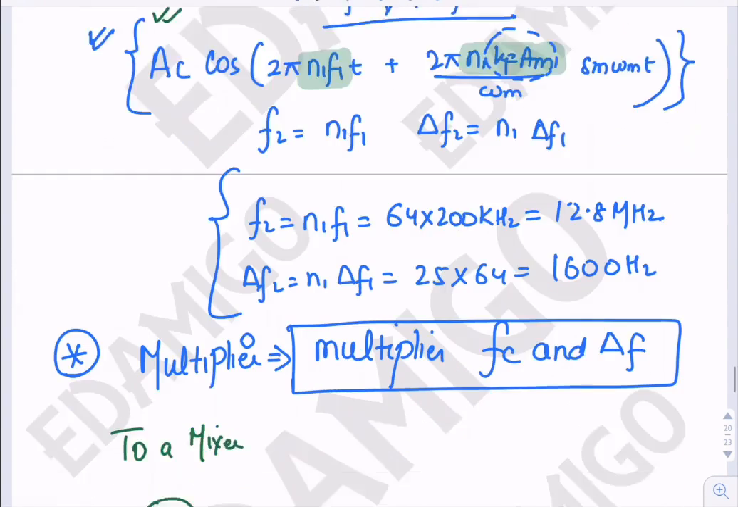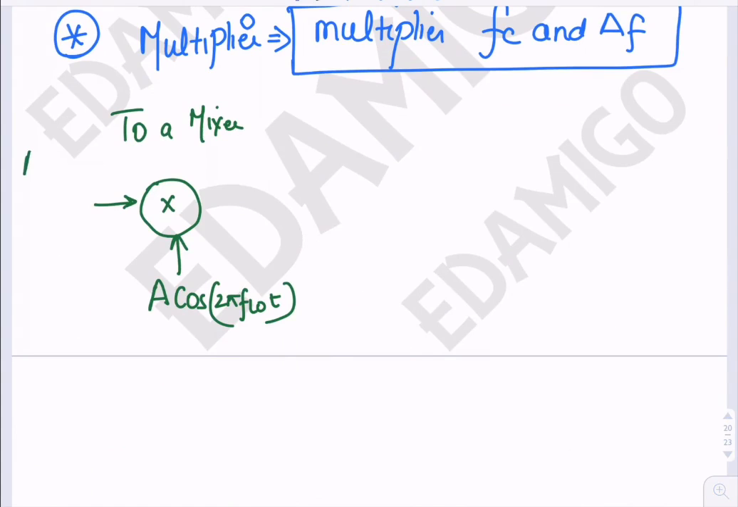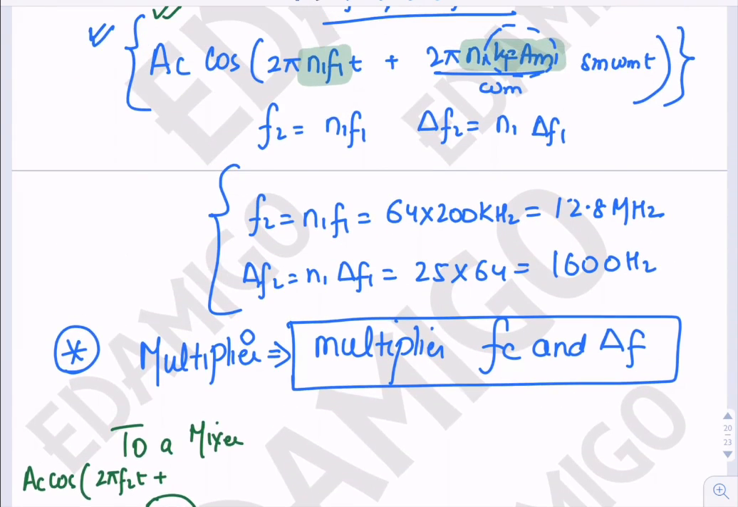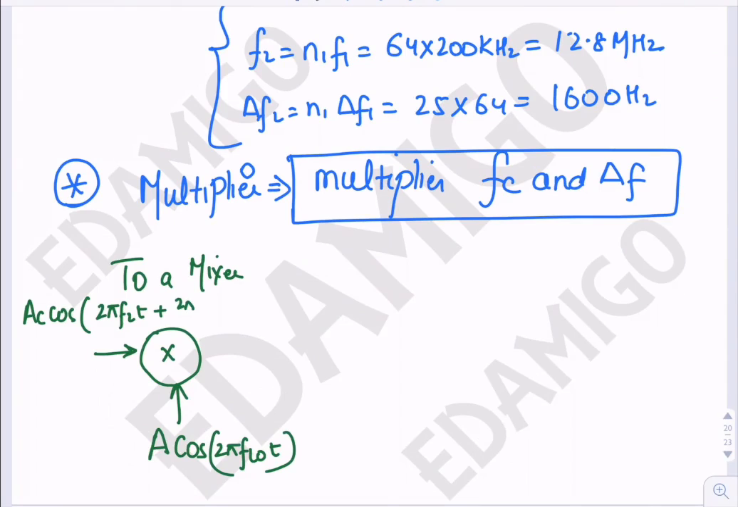Okay, so I will write it as AC cos of 2 pi F2T plus 2 pi N1 into kf Am upon omega m sine of omega mt. Okay, so this is another signal. Now when we multiply, we can assume that this is theta t.